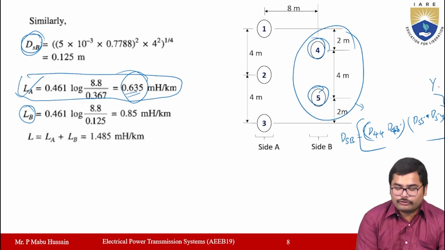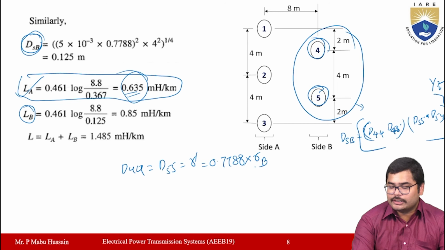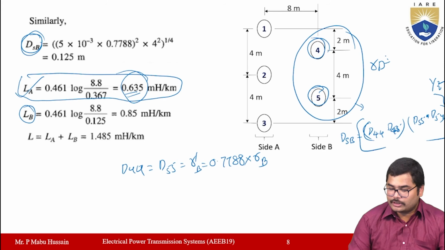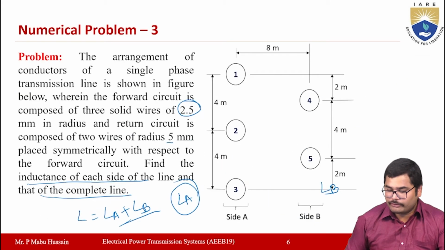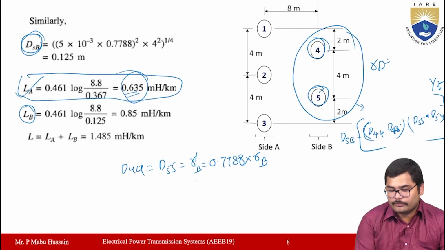Okay, and the D44 value and D55 value will be equal to R dash, which is equal to 0.7788 times the R value, RB. Okay, so this is the RB dash. So RB value here in the given problem, what is the value given? This is 5 mm. So that means RB here is 5 into 10 power minus 3. So 0.7788 times 5 into 10 power minus 3 meters you will get.